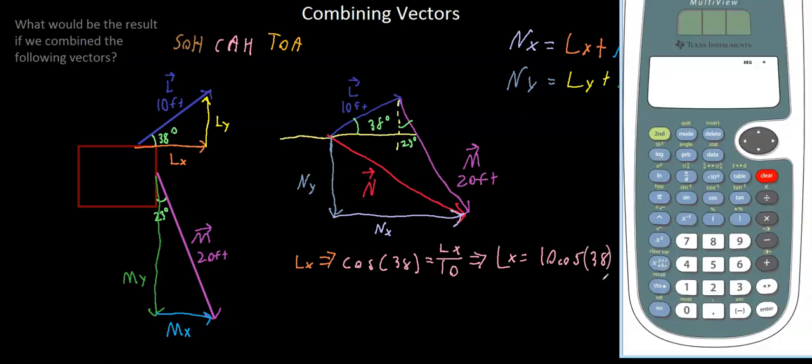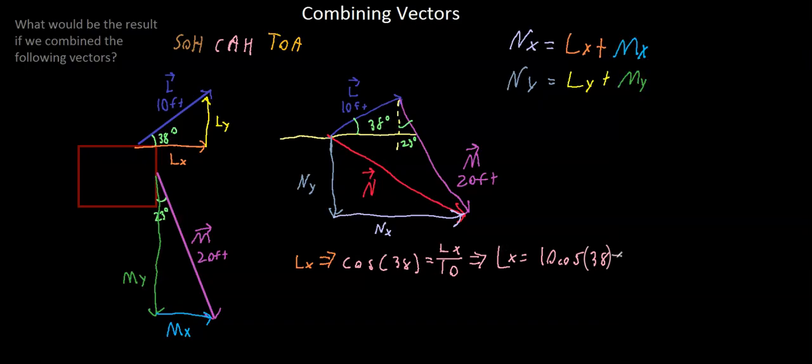And then we can figure it out by typing it in our calculator. So we take 10 times the cosine of 38, and we get L of x equals 7.9. So I'll go ahead and say 7.9 feet. And I'll even add a positive sign there since it's going to the right. Or I could just recognize that it's going to the right and know that that is a positive x vector.